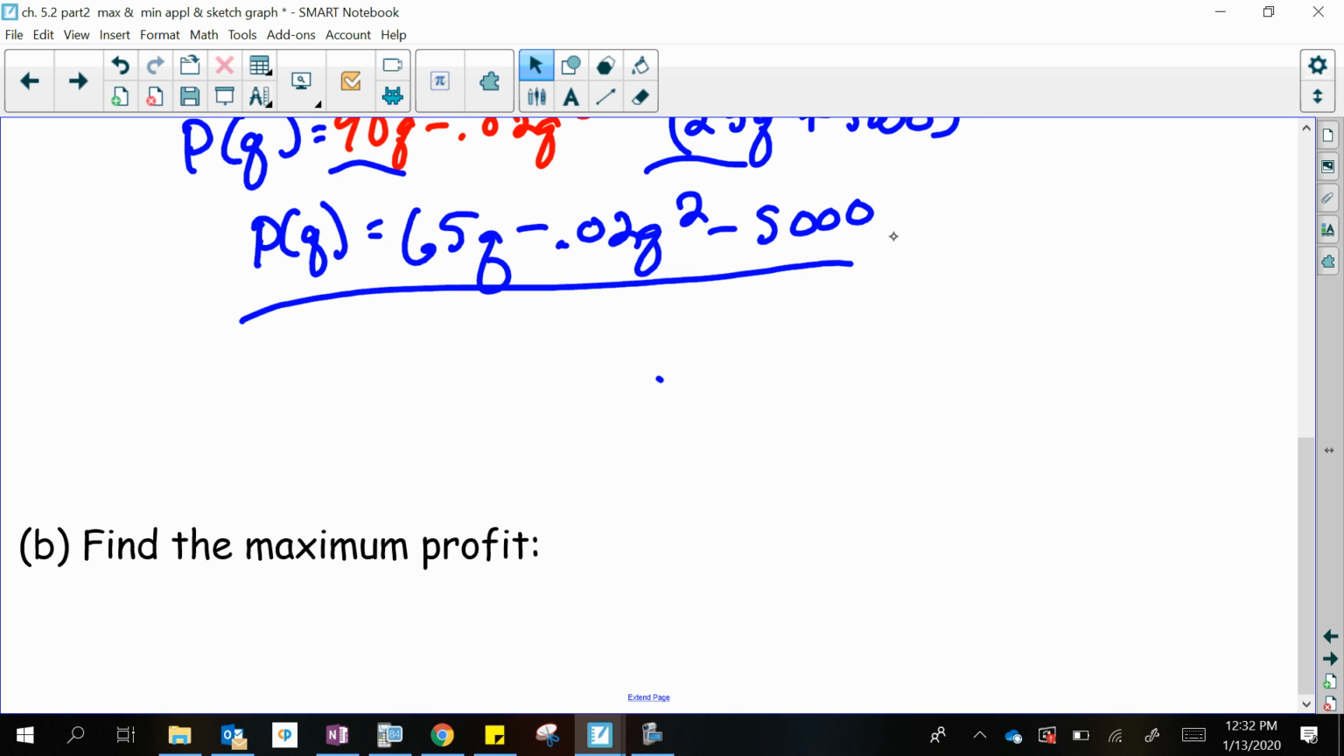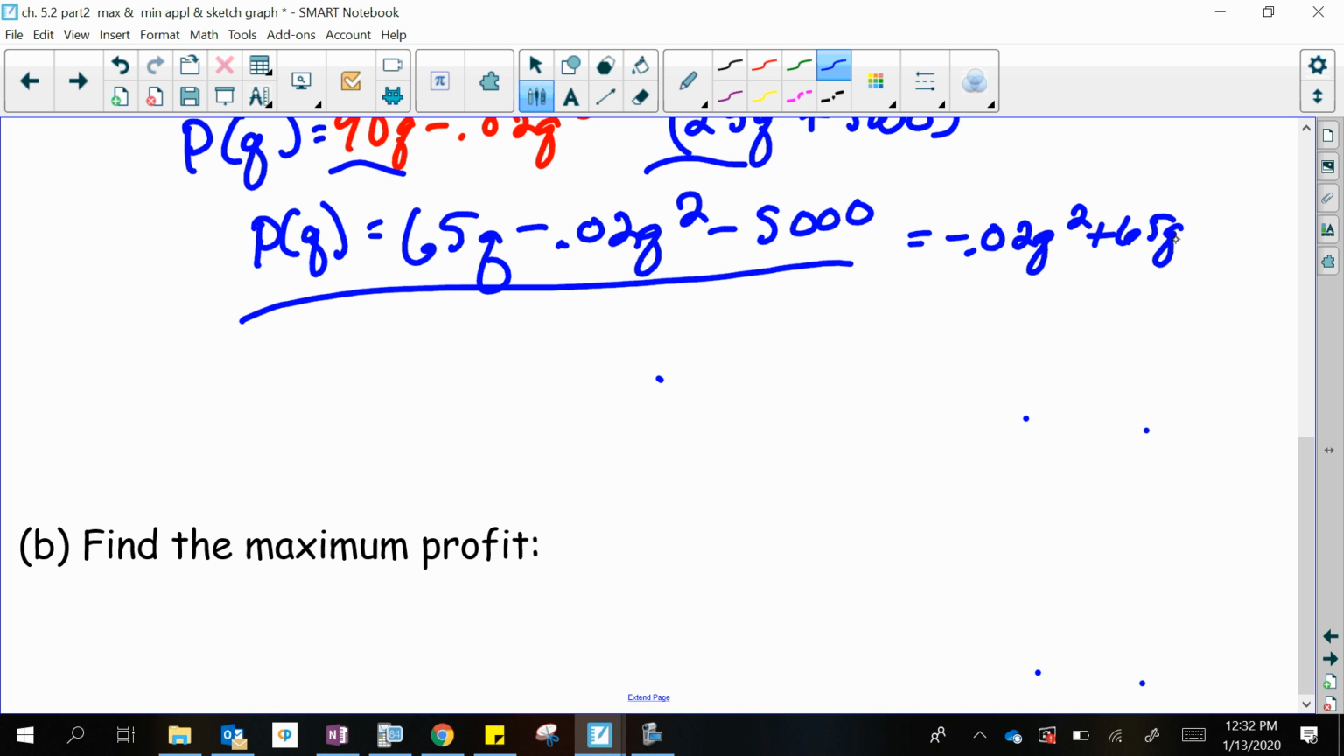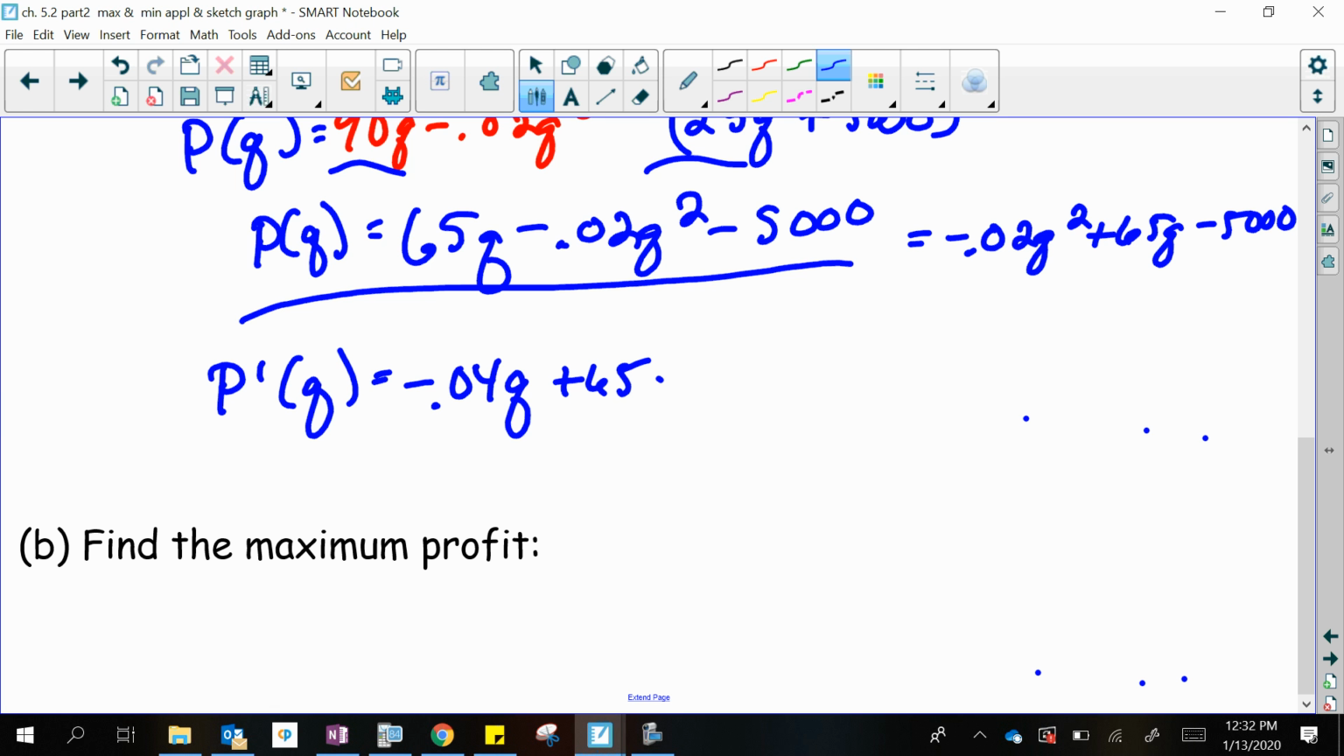Yeah, that probably would be a good idea. So we get negative 0.02Q squared plus 65Q minus 5,000. So we take the derivative of that, and we get negative 0.04Q plus 65. Yeah, so that's not bad. And then we set that equal to 0. That makes sense?